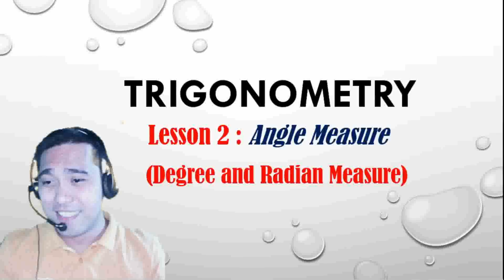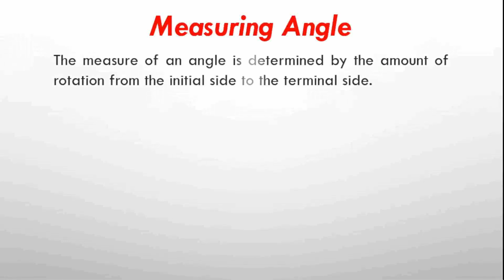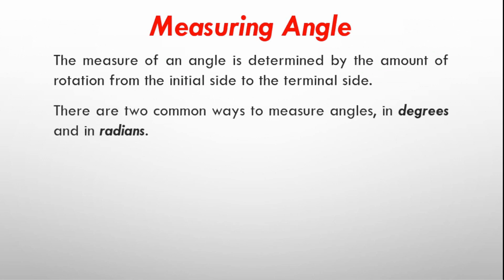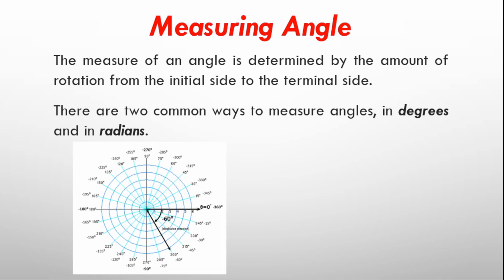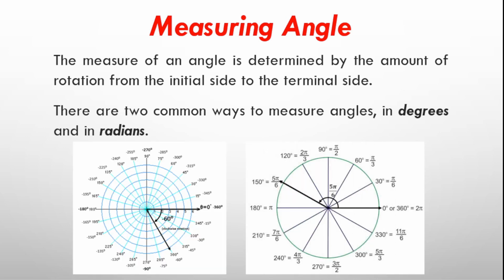In this video lesson, we are going to discuss degree and radian measure. Measuring angle. The measure of an angle is determined by the amount of rotation from the initial side to the terminal side. There are two common ways to measure angles, in degrees and in radians. This is now in degrees. And the second illustration shows it in radian form.